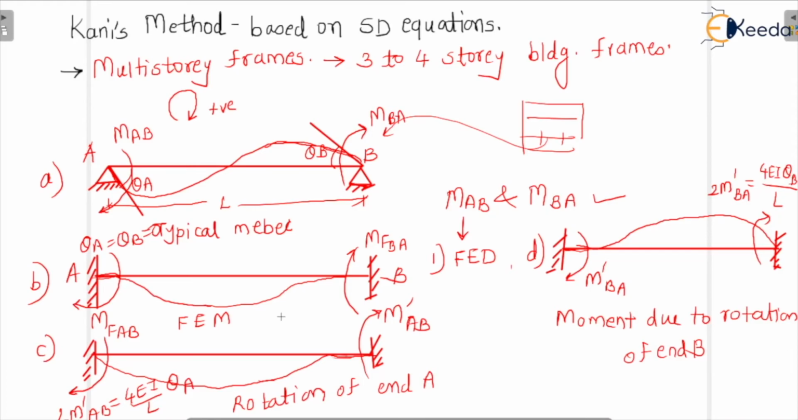Now let's see. We know that, let the moment developed at A due to rotation theta A, we know that it is 2m dash AB. So naturally it is equal to 4EI theta A by L. We are anyways aware of it. So moment developed at B is m dash of AB. Similarly, when B is rotating, the moment developed is 4EI theta B by L, and it will be half of it at the other end. So we know the formula with this.